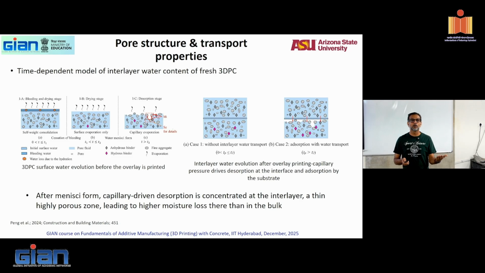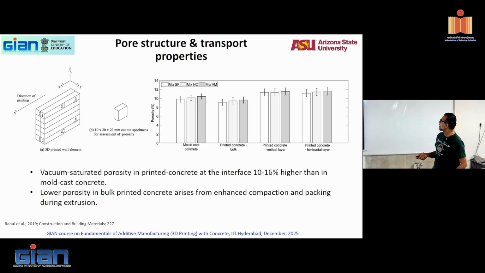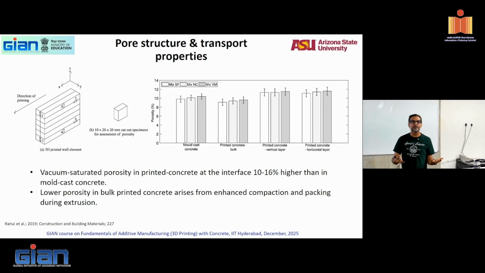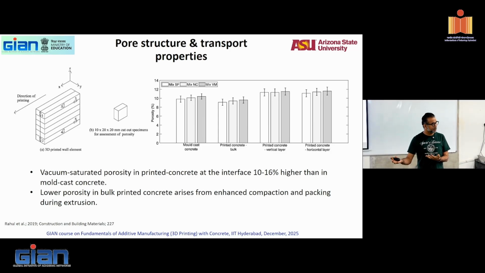But if you know how this happens, you can control the drying process. You can make sure that you spray curing compounds. You can start curing all of that processes early. Pore structure and transport properties, again, nothing new here, exactly the same. Porosity is higher. Generally, when the porosity of concrete is higher, pore connectivity also is higher, right?